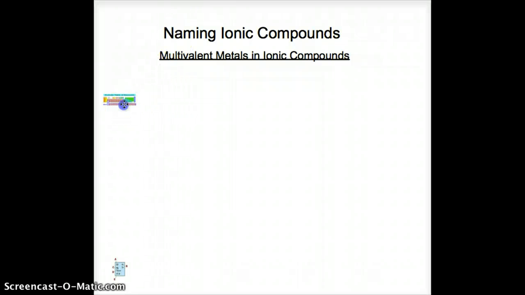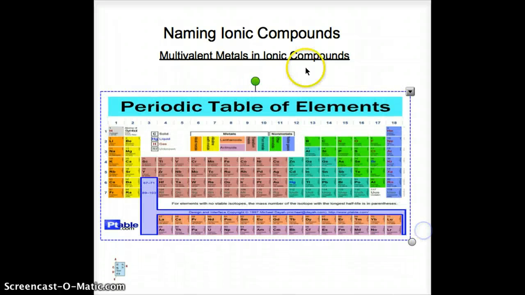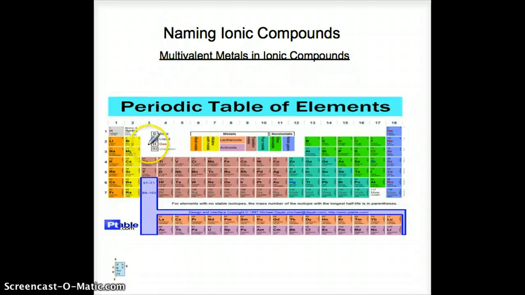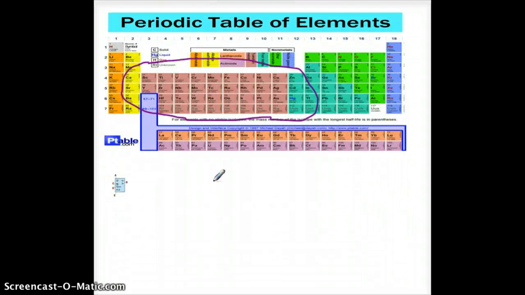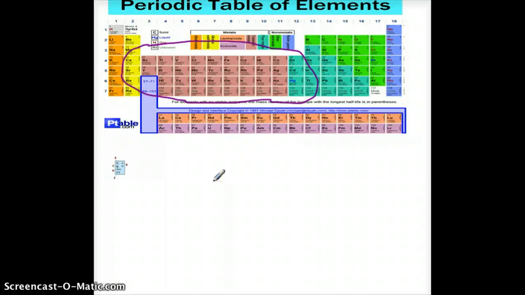So when we look at the periodic table and relate back to multivalent metals in ionic compounds, we see that transition metals, which are in the center of the periodic table, are normally the elements that have more than one oxidation number or charge. We can take an example of titanium.